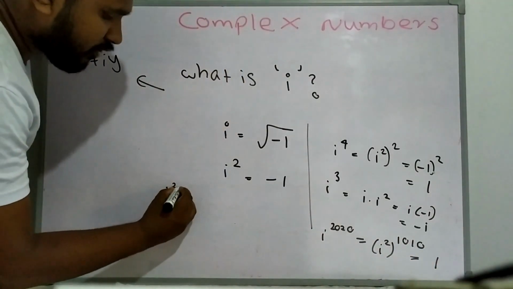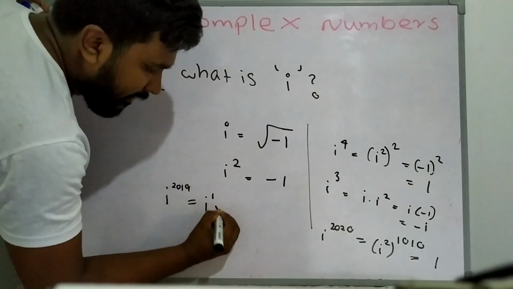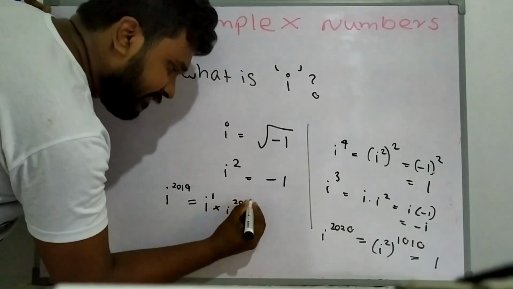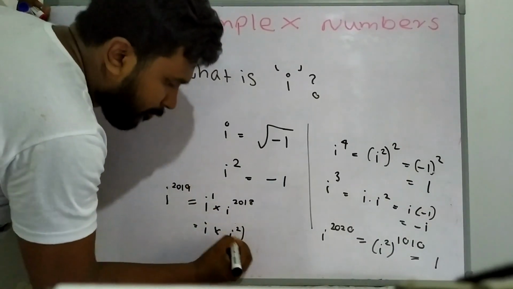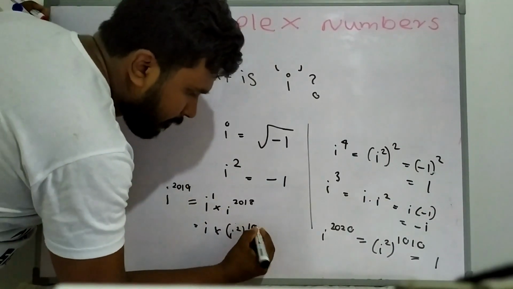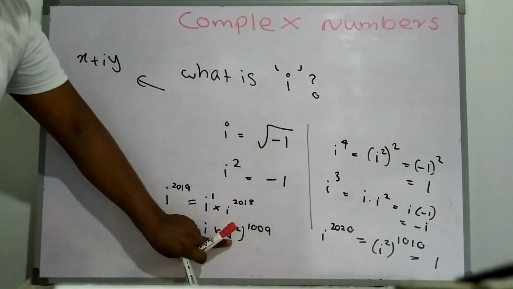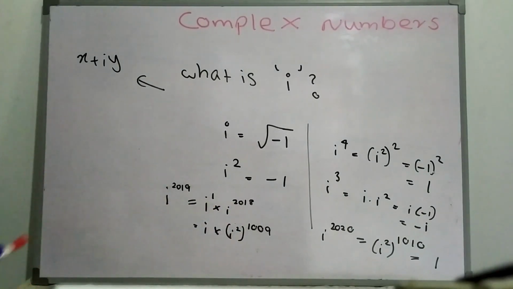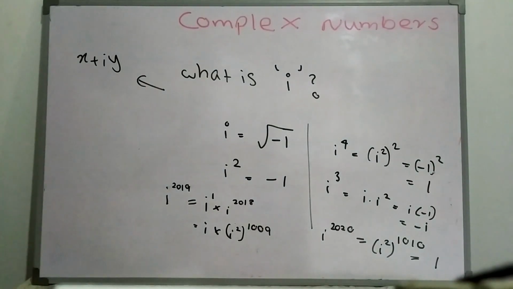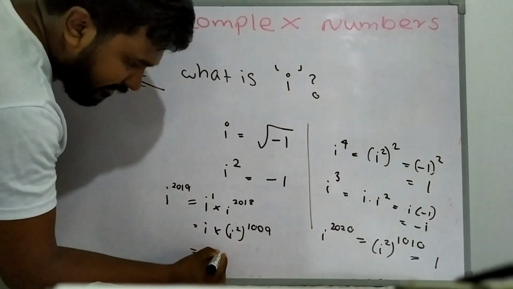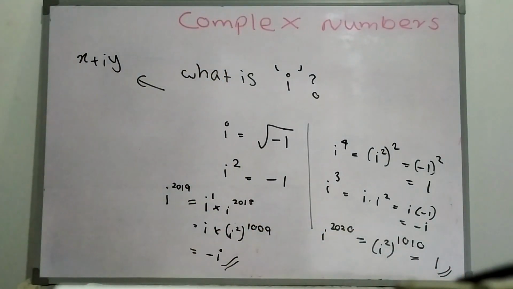But i to the power 2019 or something like that. 2019 means i to the power 1 into i to the power 2018. i to the power 2018 means i squared to the power 1009. Here i squared means minus 1, but minus 1 to an odd power is negative. So the answer is minus i. These are the simplifications of i.